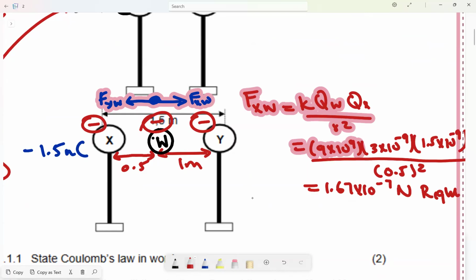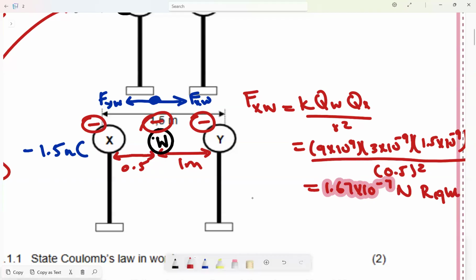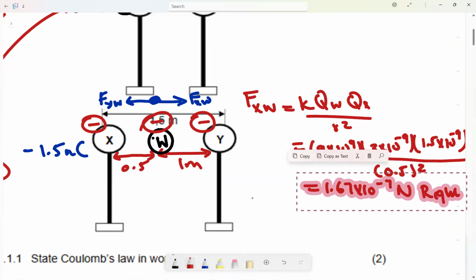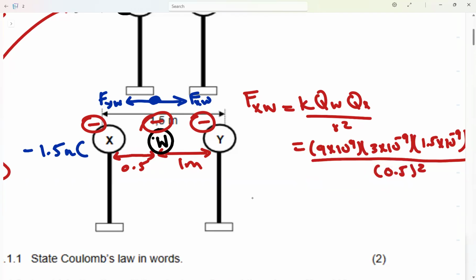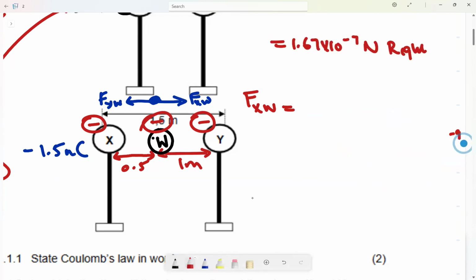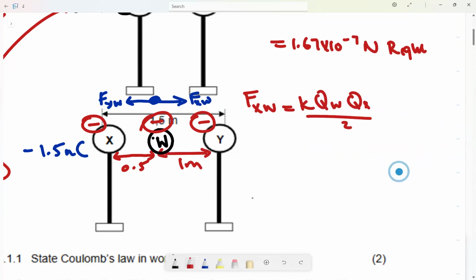I've already calculated the force. This is the force of XW. Then let's calculate the force of YW. Change this to just being Y and still R squared. Let's see how much we get this time.